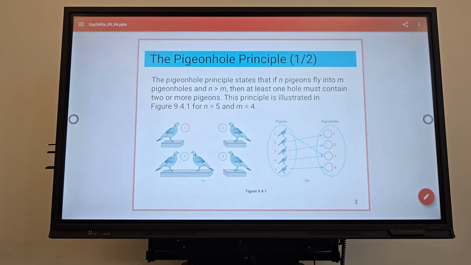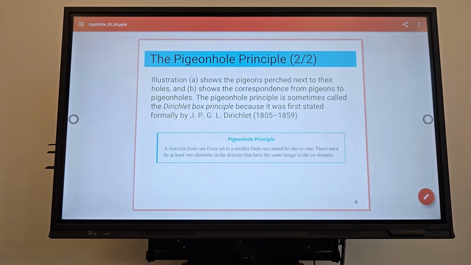The pigeonhole principle states that if n pigeons fly into m pigeonholes and n is greater than m, then at least one hole must contain 2 or more pigeons. This principle is illustrated in the figure here for n equals 5 and m equals 4. Illustration A shows pigeons perched next to their holes, and B shows the correspondence from pigeons to pigeonholes.